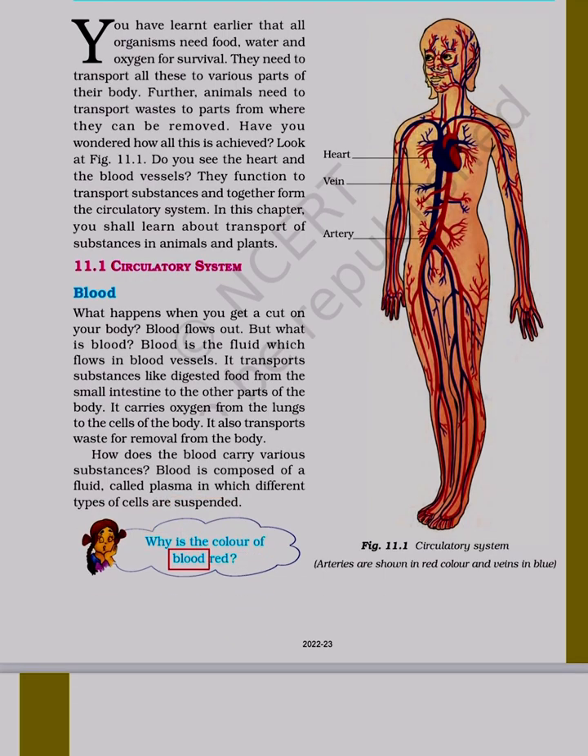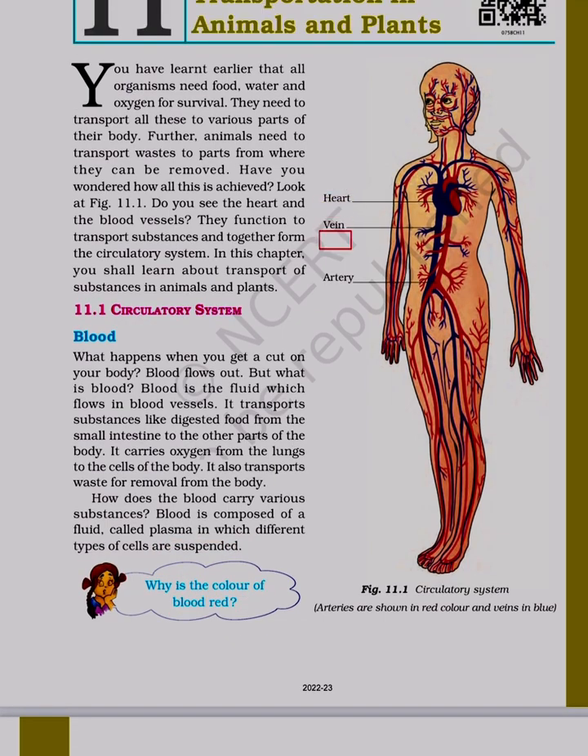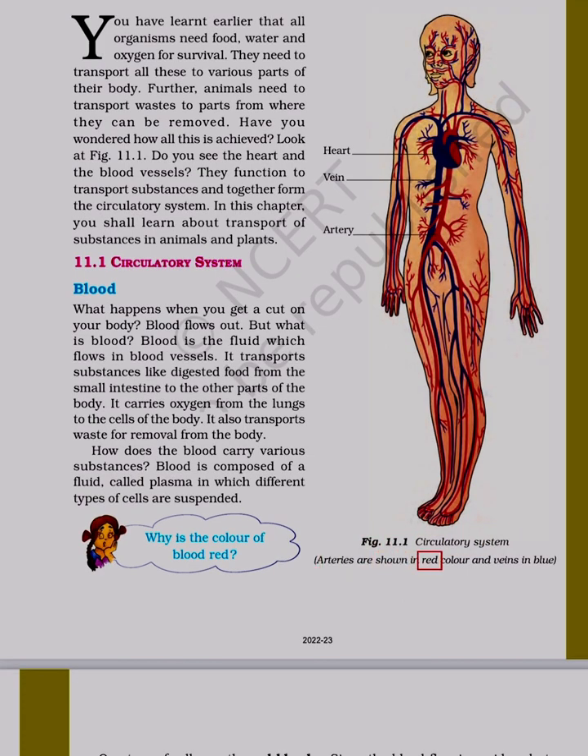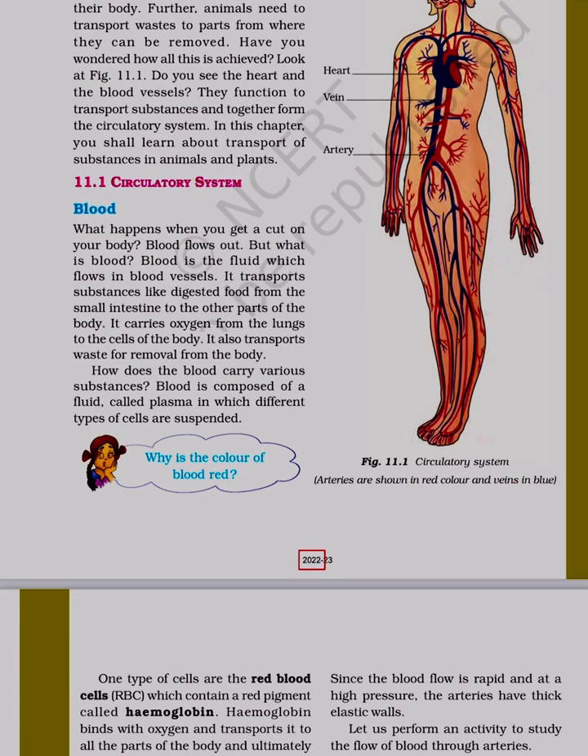Why is the color of blood red? Figure 11.1 Circulatory system. Heart, vein, artery. Arteries are shown in red color and veins in blue.